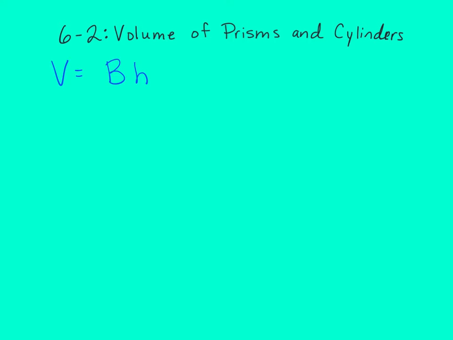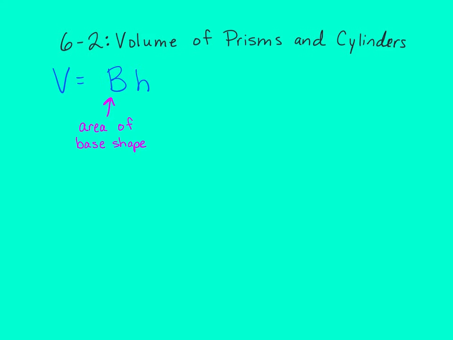For the volume of prisms and cylinders, we use the same formula from 7th grade: volume equals base area times height. Notice that the B is capitalized. That is because it is not a single dimension length. It is an area of the base shape. And then H is for the height between the 2 bases.